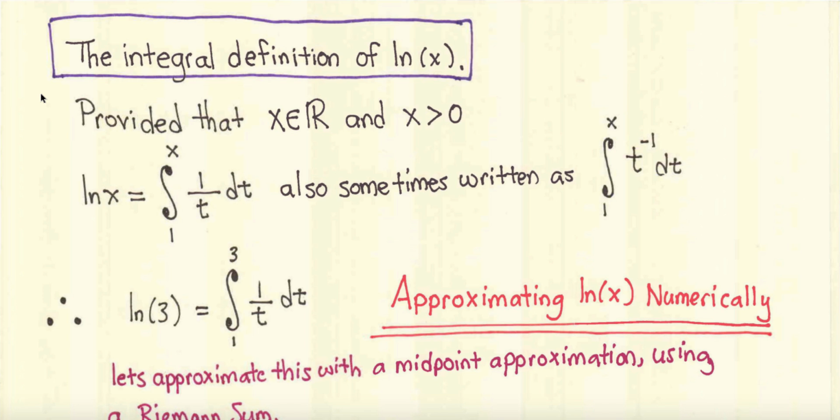If that's the case, then we can define the natural logarithm of x to be the definite integral from 1 to x of 1 over t dt. Remember, we need a dummy variable to integrate, so we typically choose t. Also, sometimes this is written as the definite integral from 1 to x of t to the negative 1 dt, which is just using our negative power there.